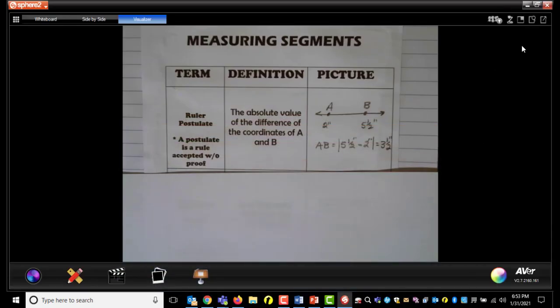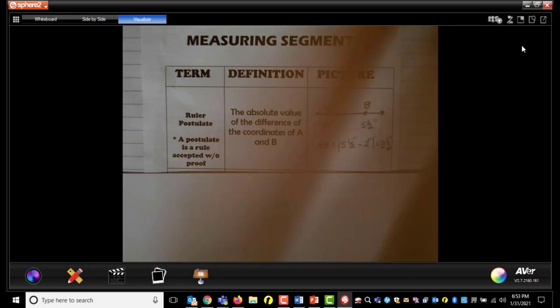All right, so I want to just review what a segment is. A segment is part of a line. It has two endpoints. The first term I'm going to go over is the ruler postulate. A postulate is just a rule that we kind of accept without having to prove it. The definition of the ruler postulate is the absolute value of the difference of the coordinates of A and B. Now, all you have to do today is draw the picture.